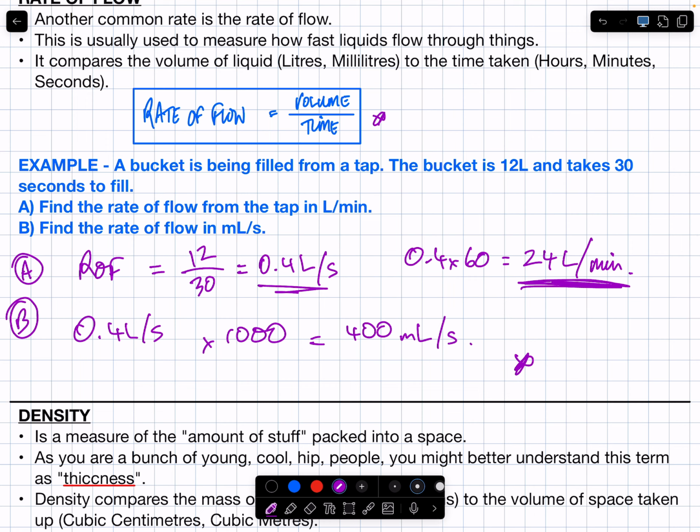One more. So I should be finished in like 5 minutes or so. Get those 2 examples down, please.